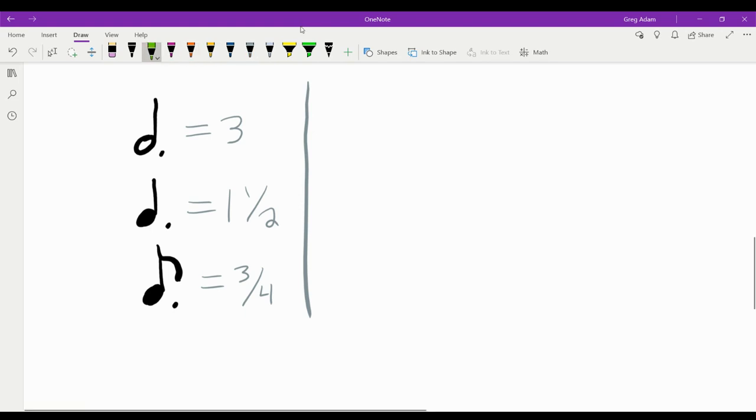If we have this half note, it is worth 2 beats. We know that. And then we have to add the dot, and then the answer is going to be 3 beats. So that means we add 1. In this case, the dot is worth 1.